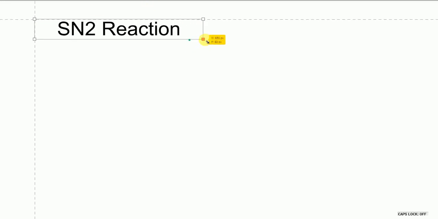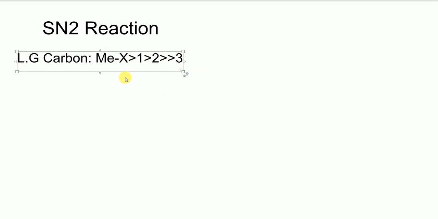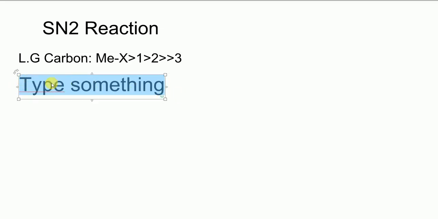And for SN2, there are some important things about it. I'm just going to write out some facts. The leaving group carbon prefers to be primary over secondary over tertiary. And actually above primary is a methyl group attached to X. X just represents a halogen. I know, what the heck am I writing? But I'll give examples and explain what these mean. So the leaving group carbon likes to be in that order.